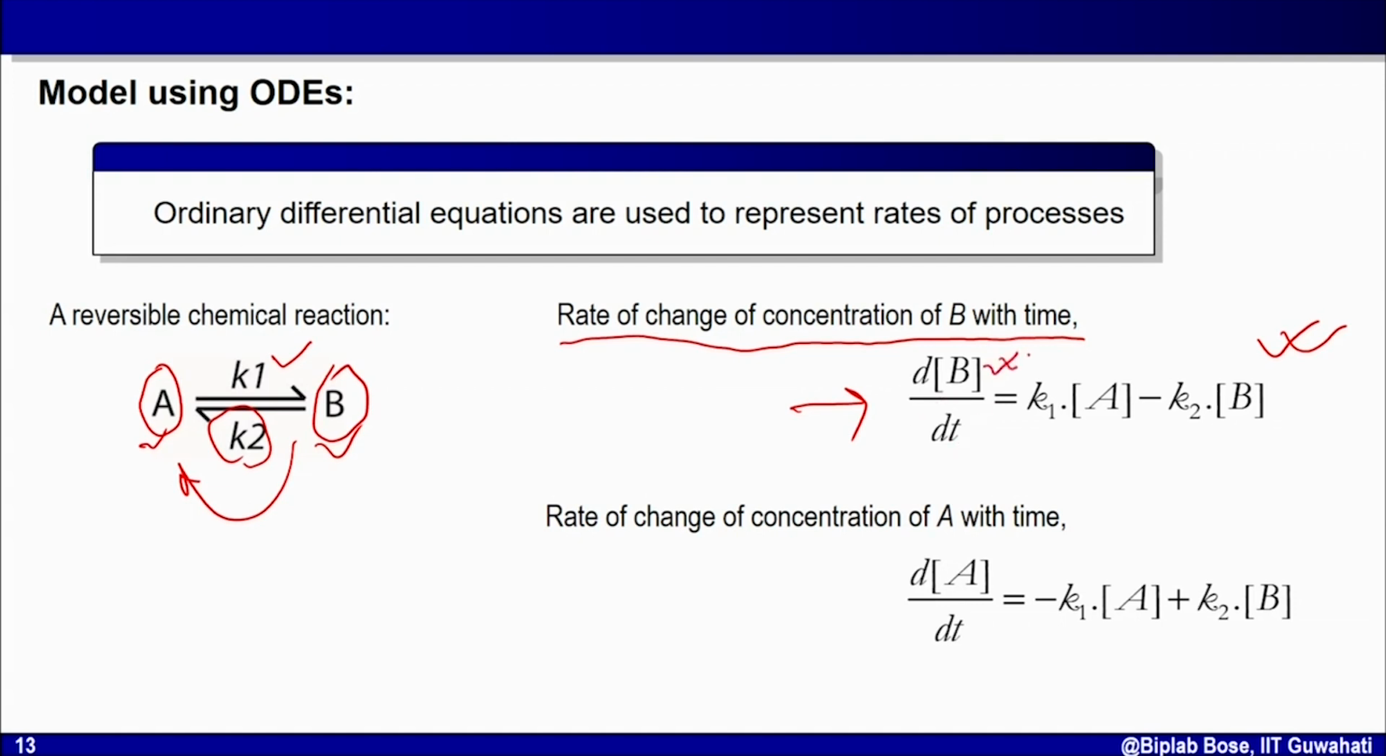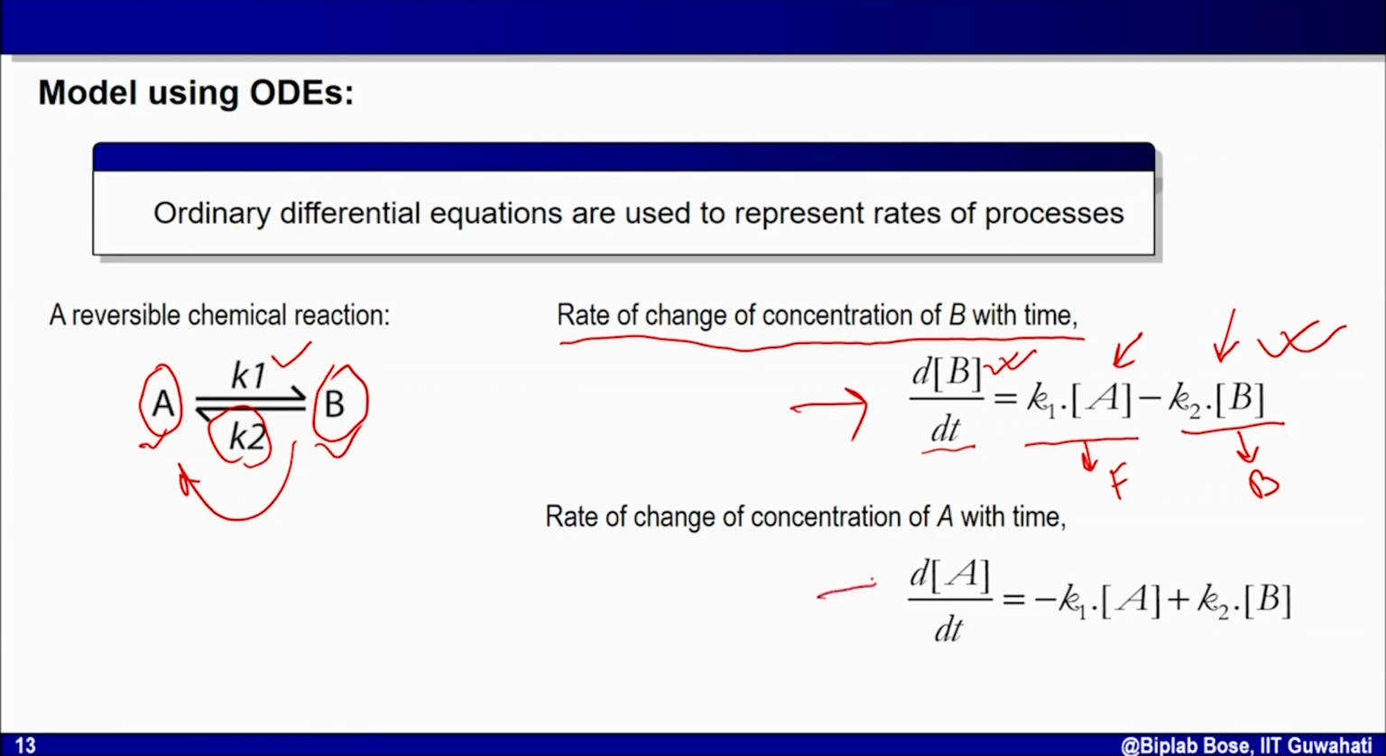Remember, this square bracket represents molar concentration. So the change in molar concentration of B with respect to time is given by d[B]/dt is equal to K1 into [A], that is the forward reaction, minus K2 into [B], that is the reverse reaction. So B is formed by this forward reaction, B is converted back to A by this reverse or backward reaction. So d[B]/dt, the rate of change of concentration of B with time, is equal to K1 into [A] minus K2 into [B].